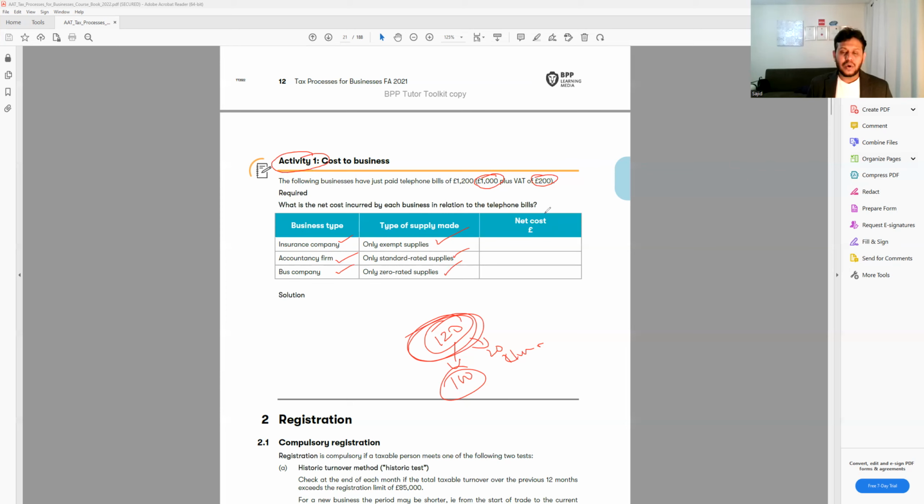Now the question is, what is the cost for them, for which company? So I'll give you 2 minutes, take a look and tell me what you think. For the insurance company, how much is the cost? For the accountancy firm, how much is the cost? And for the bus company, how much is the cost?